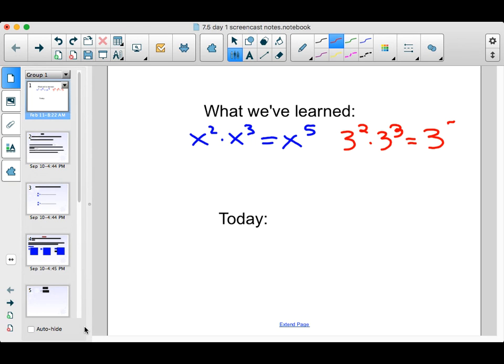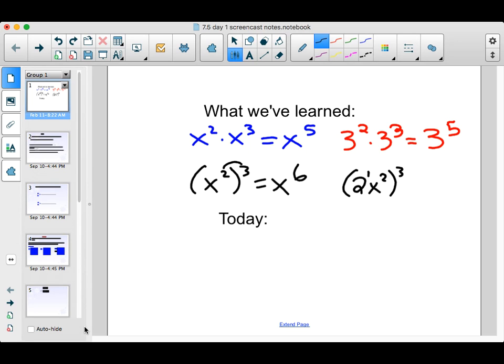you add the exponents. Then yesterday we learned if there is an exponent outside of a parentheses, then you multiply those together. It's the same idea even if there was like a 2 in front. You have to remember that has an invisible 1, and so you would multiply to both of those. And then you would keep going. In this case, 2 to the third is 8.